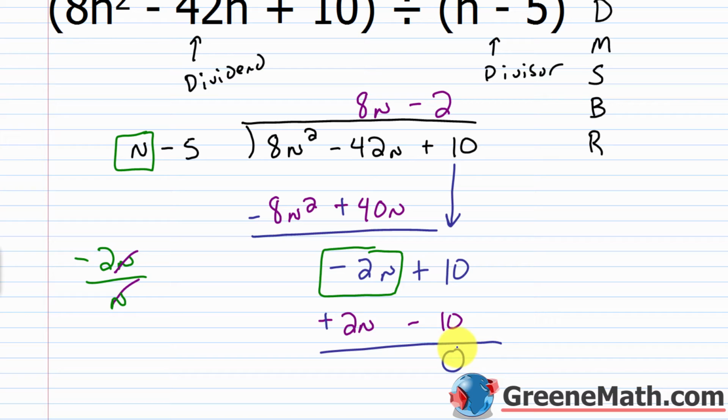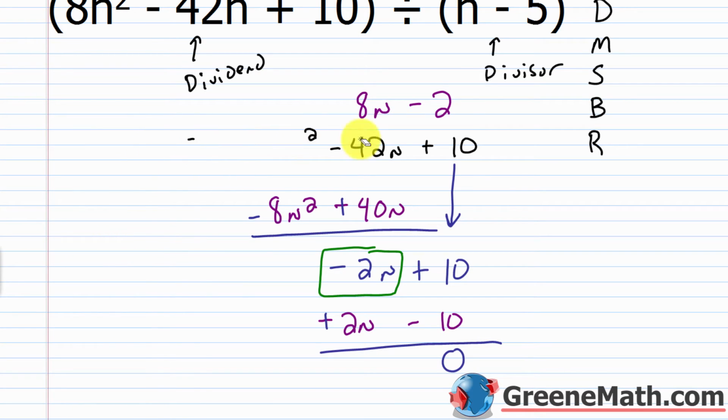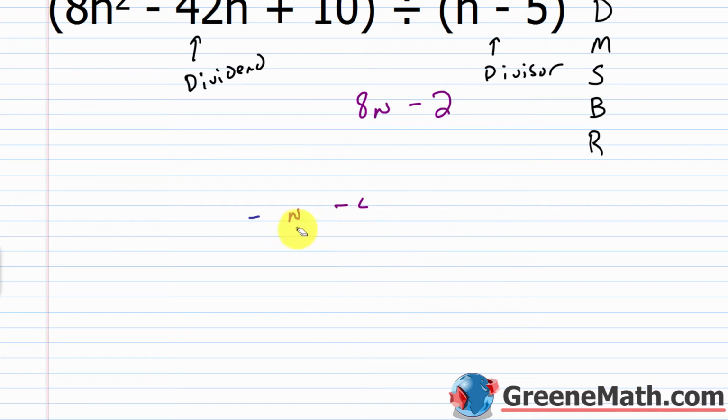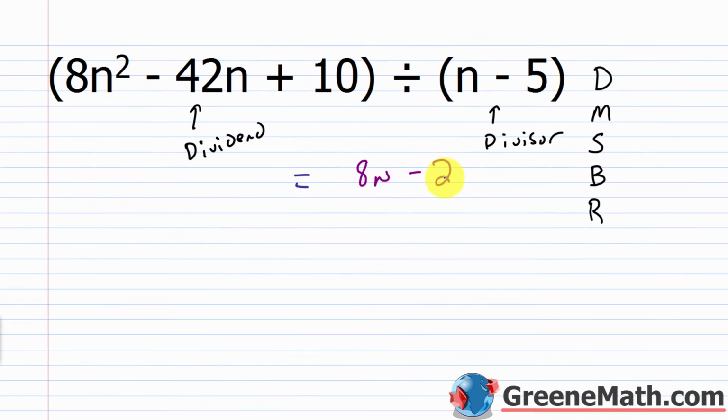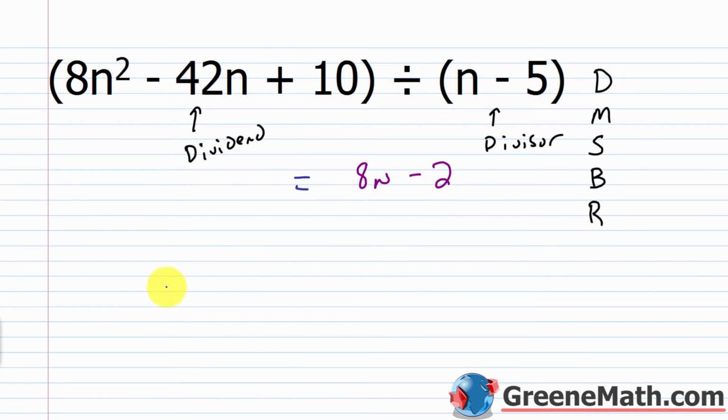Now, let's talk about something else. We know how to check division. When I have my answer, when I have my quotient, all I need to do is multiply it by the divisor. So this 8n minus 2 multiplied by n minus 5, and that should give me the dividend back. So 8n minus 2 multiplied by n minus 5. It only takes a second to check. And, if you're doing your homework and your homework's graded, why not get the right answer, right?